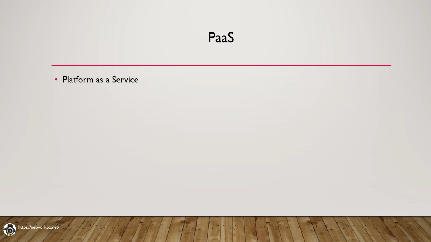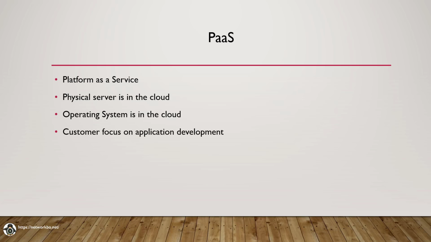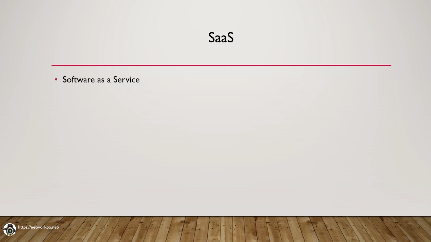In a platform as a service environment, the cloud vendor provides the physical infrastructure as well as the operating system to the customer. This allows the customer to focus mainly on developing the applications running within the platform as a service environment. In a software as a service environment, the cloud vendor provides a complete application environment to the customer. For example, a web server.